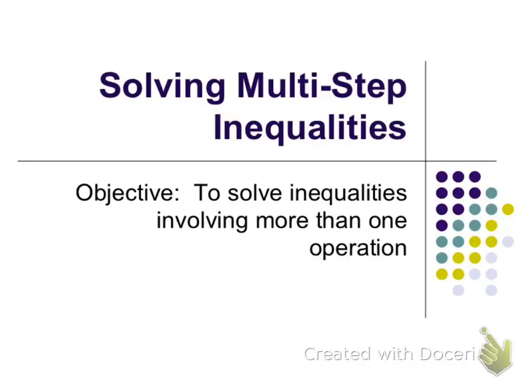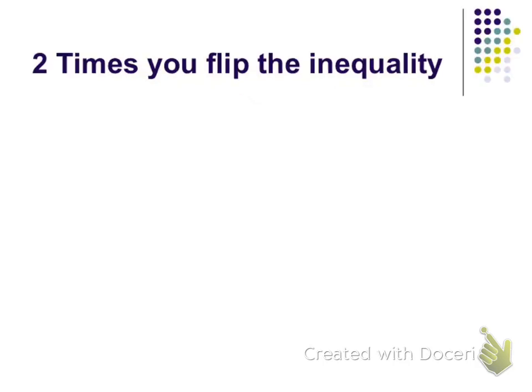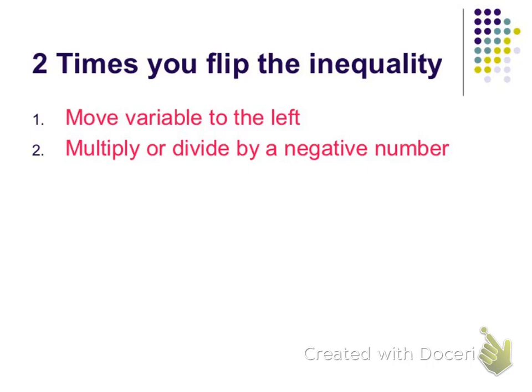Today's lesson will be solving multi-step inequalities. And remember, this is something to keep in mind: two times that you will flip the inequality symbol. One is when you want to see the variable on the left. If you solve the inequality and the variable's on the right, you can flip the whole thing, including the symbol, to write the variable on the left. The other time is when you are multiplying or dividing by a negative number to solve it.